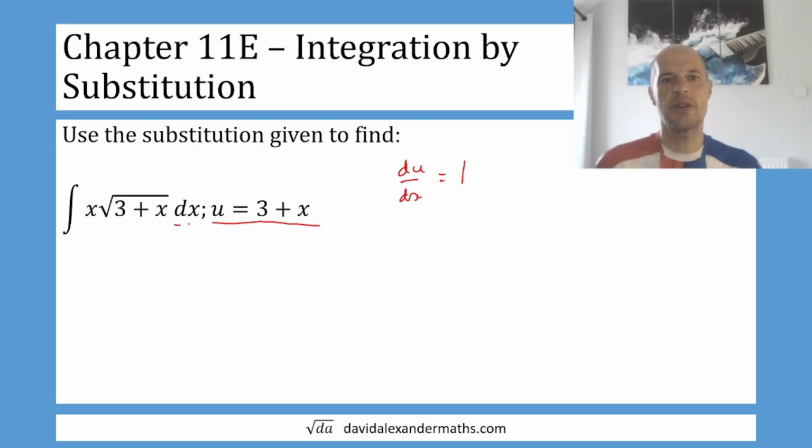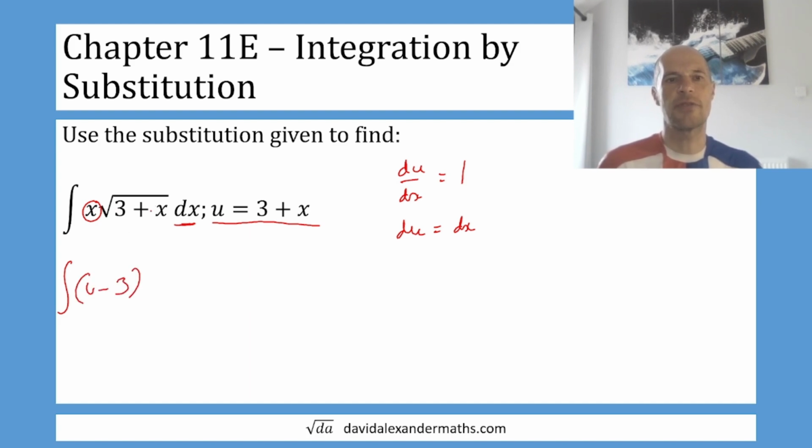Now in this equation we've got dx. Now we want to change that to a du. So if du divided by dx is 1, then that means that du equals dx. So what I'm going to do is I'm going to replace this dx with a du. Okay, so we need to also substitute x. Now if u is 3 plus x, then what that means is that u take away 3 is x. So I'm going to replace that with a u minus 3.